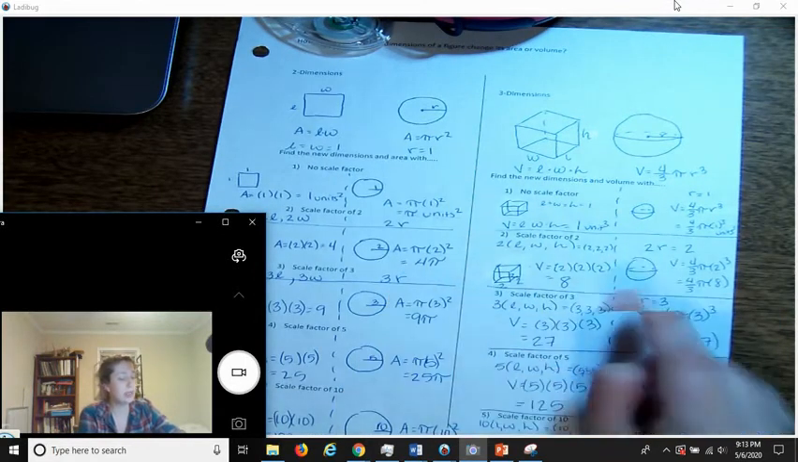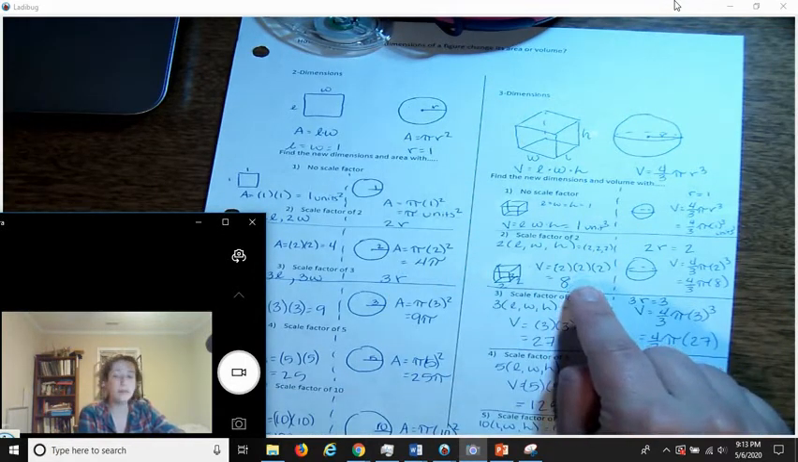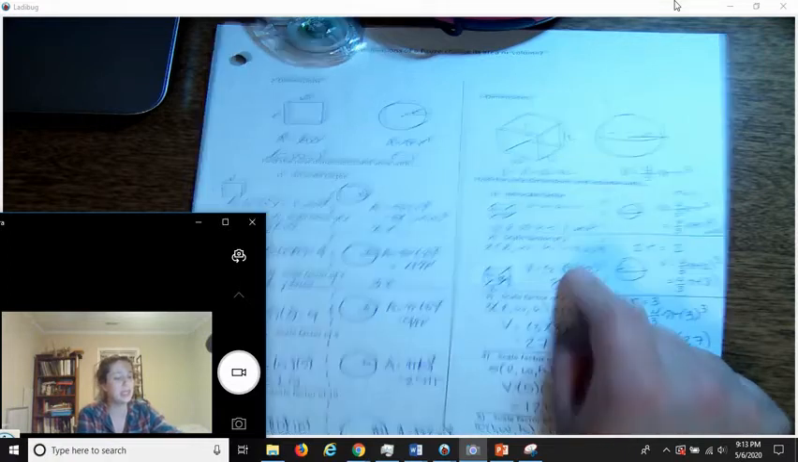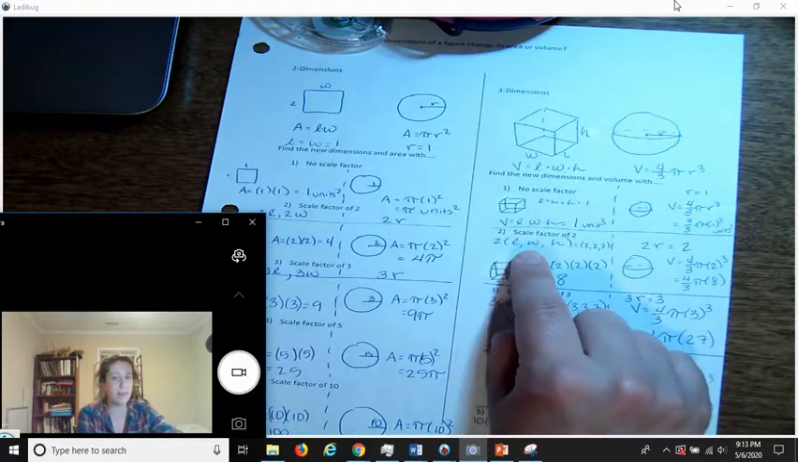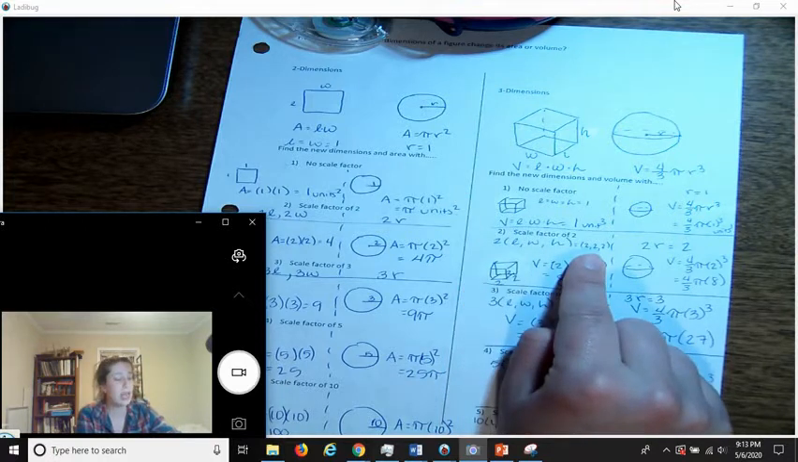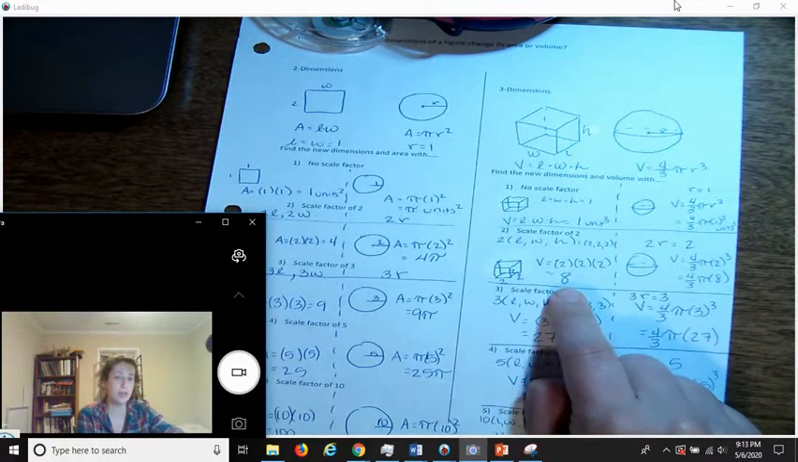Here, I have my length, width, and height. Each of them is 2. So my scale factor was 2. I multiplied my 1s by my 2s. I'm taking each my length, my width, and my height, and I'm multiplying them all by 2 to get my new lengths. And then I'm figuring out my volume from there.